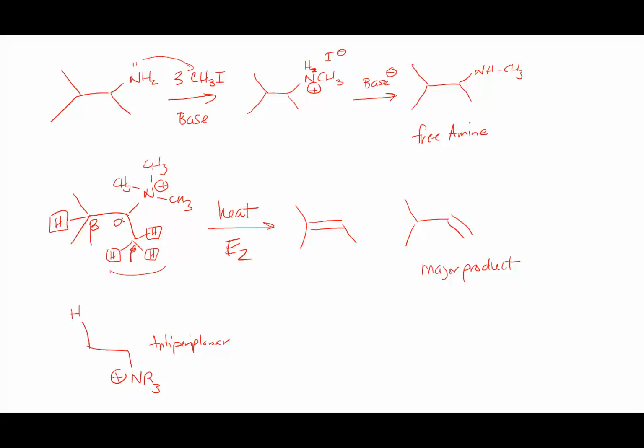The question becomes, how many hydrogens can achieve the anti-periplanar geometry on each one of the beta carbons? And the carbon that has the most hydrogens that can achieve that, that's how the reaction is going to occur, or where it's going to occur. So in this case, I have 3 beta hydrogens, each of which could be rotated to become anti-periplanar to the leaving group. Over here, I just have 1.